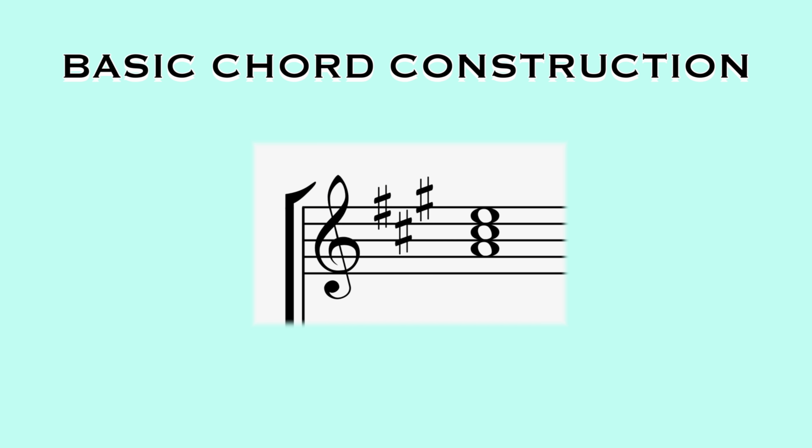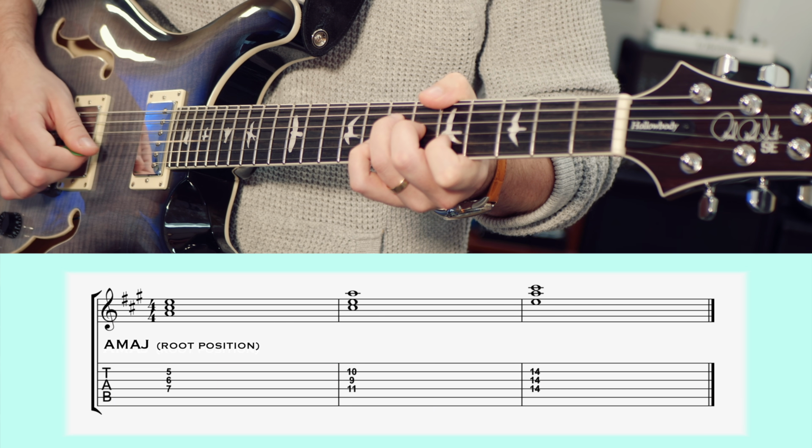First, let's talk about chords. The most basic chords are made up of 3 chord tones, typically the root, third, and fifth. There's sometimes more, but for right now, let's just focus on those 3 chord tones.